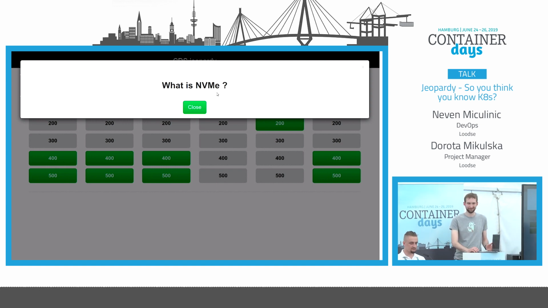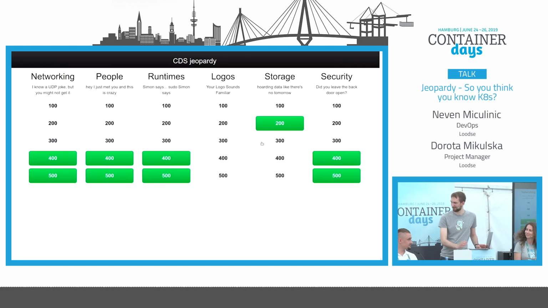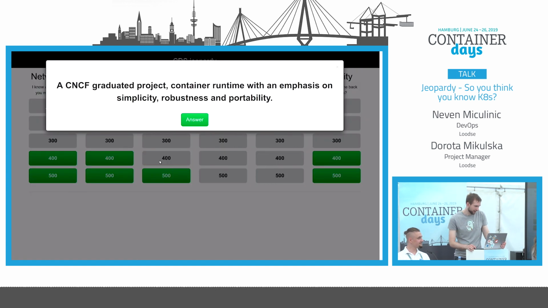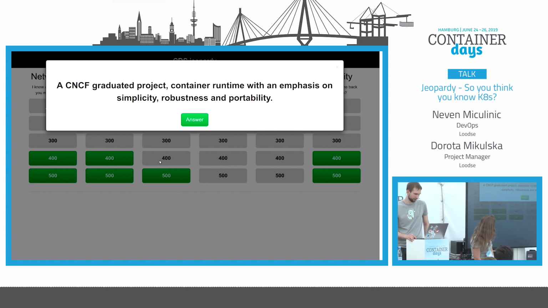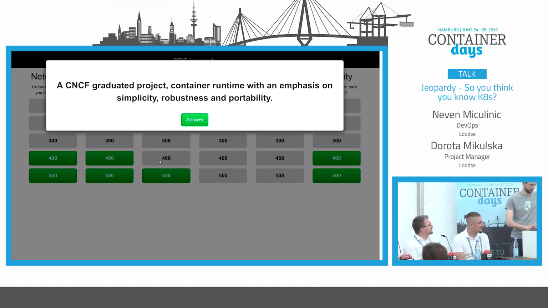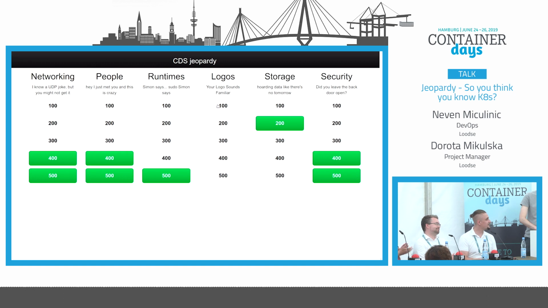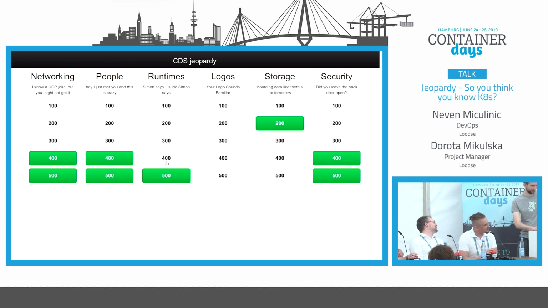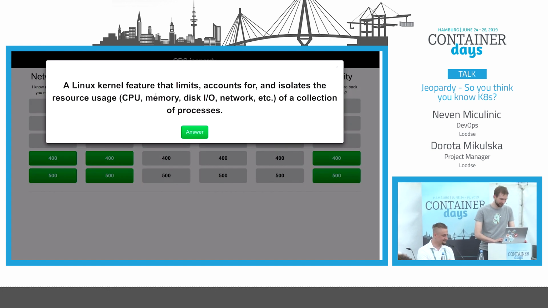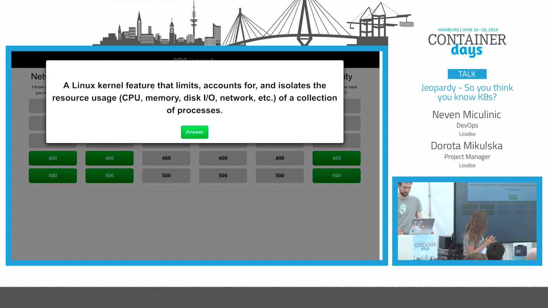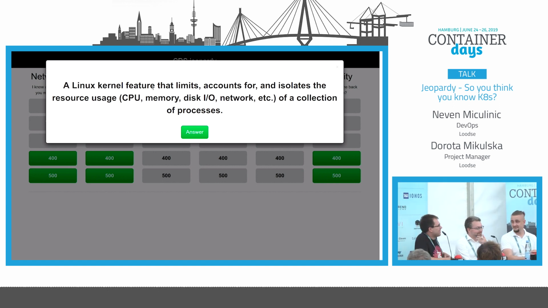All right. Well, let's try with the next question. So pick another category. Okay, then take runtimes 400. A CNCF graduated project container runtime with an emphasis on simplicity, robustness, and portability. What's containerd? I think yes, actually. Nice. No logos anymore, damn it. Okay, runtimes 500. A Linux kernel feature that limits, accounts for, and isolates the resource usage, CPU, memory, disk. What is cgroups?